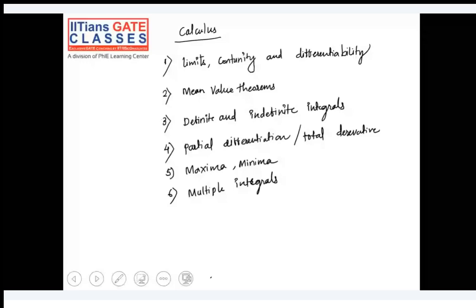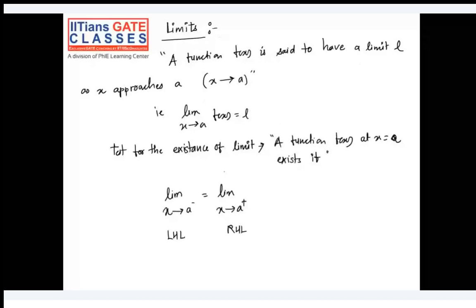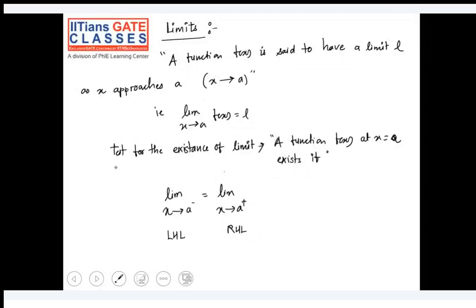First definition, write down the definition. A function f of x is said to have limit L as x approaches a. Whenever we say x approaches a, we are showing it with the arrow. Let me use the laser pointer here. Like this arrow we are using in order to signify that x approaches a.